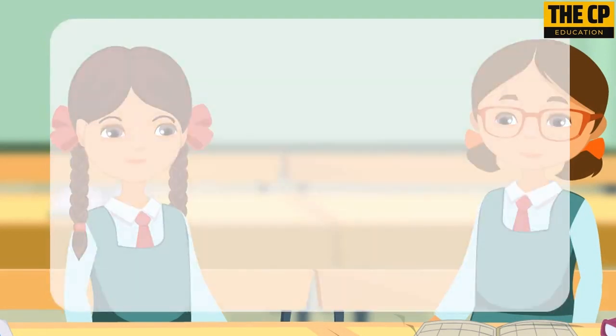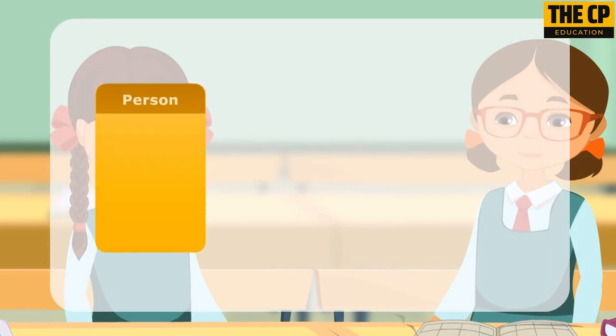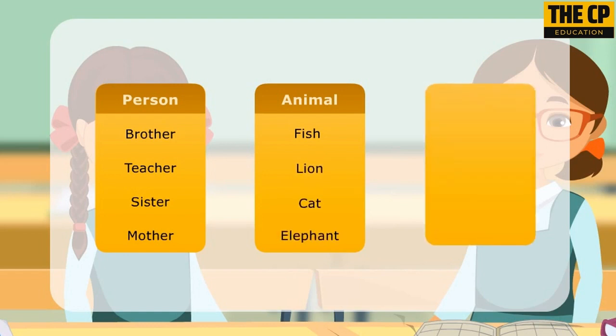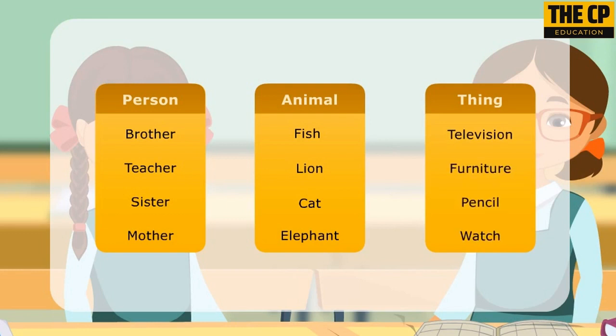Here is a list of some common nouns: person, brother, teacher, sister, mother, animal, fish, lion, cat, elephant, thing, television, furniture, pencil, watch.